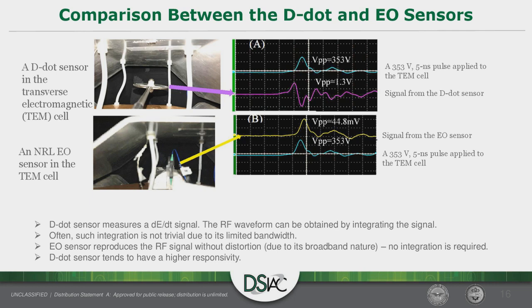You see the waveform is different because DDA measures the time derivative waveform, dE over dt. And so if you integrate it, then you may be able to obtain this pulse, but not actually really, because the DDA sensor's bandwidth is limited. So it just gives a distorted waveform, even if you integrate this one.